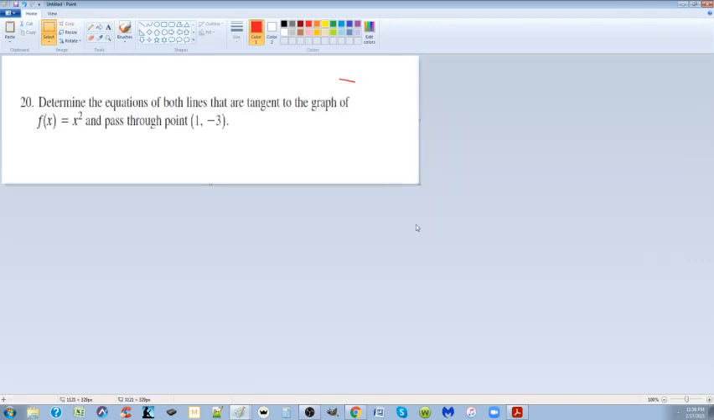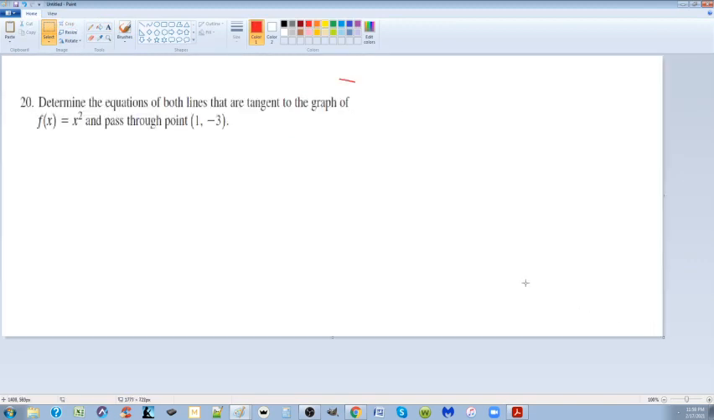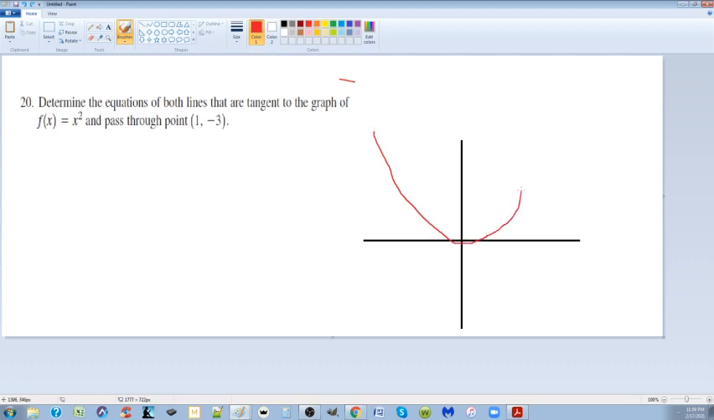And finally this. Determine the equation of both lines that are tangent to the graph of f of x and pass through the point 1. Well, that's interesting. So what we're talking about here is a parabola, and this parabola is a standard parabola. It's going to go, let's use a red line, down through the origin and up. All right, good enough.